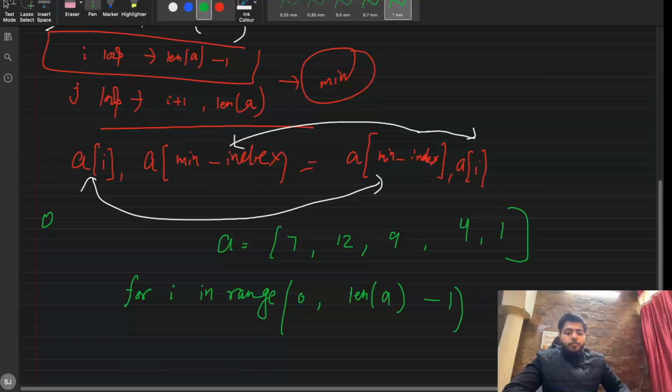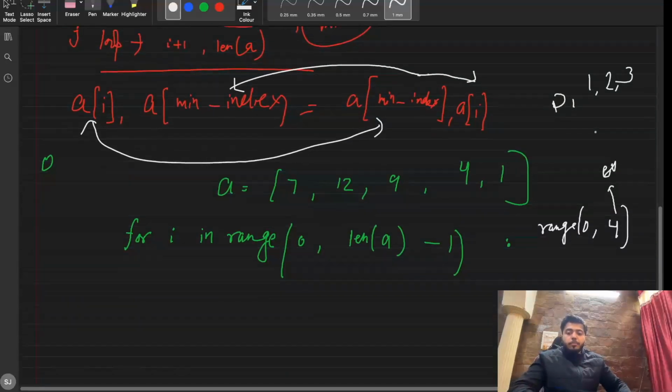This will be my i loop. In this case, range will be 0 to length of array, which is 5, minus 1, 4. So range 0 to 4, where the end is always excluded. So i will run for 0, 1, 2, 3. Perfect. I am good with this.